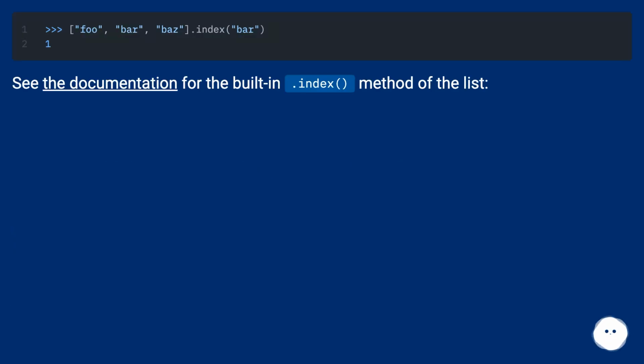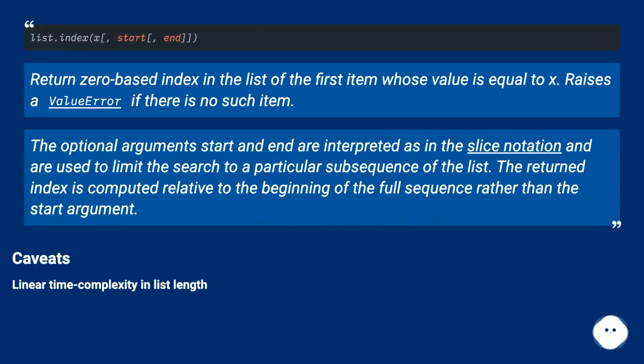See the documentation for the built-in .index method of the list. Return zero-based index in the list of the first item whose value is equal to x. Raises a ValueError if there is no such item. The optional arguments start and end are interpreted as in the slice notation and are used to limit the search to a particular subsequence of the list. The returned index is computed relative to the beginning of the full sequence rather than the start argument.